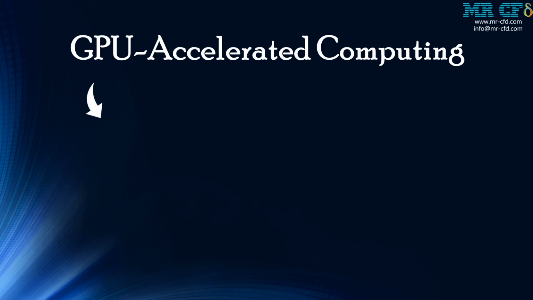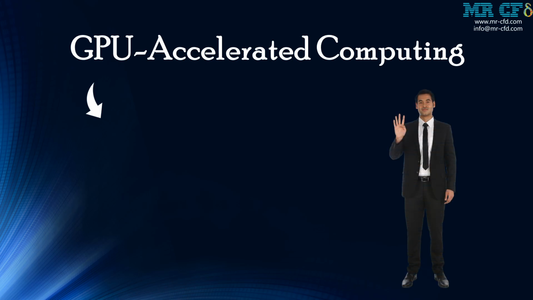ANSYS Discovery Live takes advantage of this parallel processing power. Instead of using the CPU like traditional simulation software, Discovery Live offloads a lot of its number crunching to the GPU. This is a game changer, and here's why. Massive parallelism. GPUs have thousands of cores that can work simultaneously. This means Discovery Live can perform thousands of calculations at the same time, dramatically speeding up the simulation process.